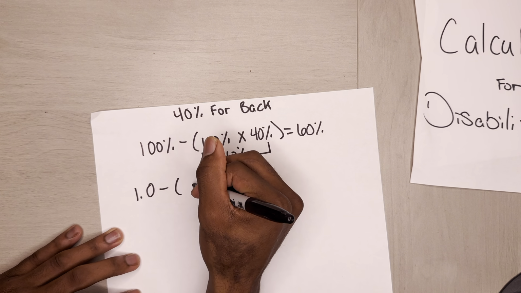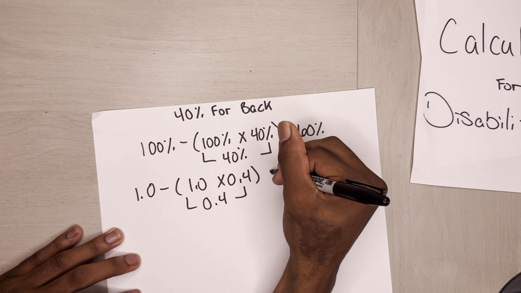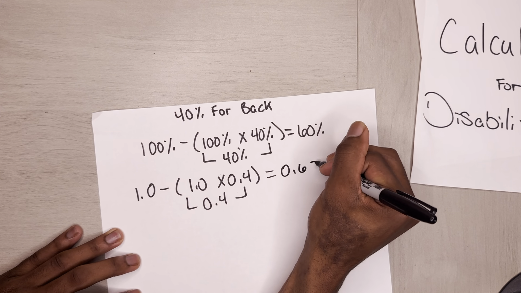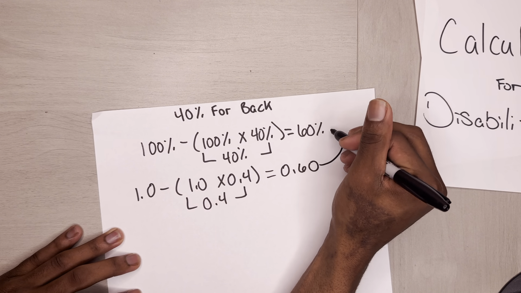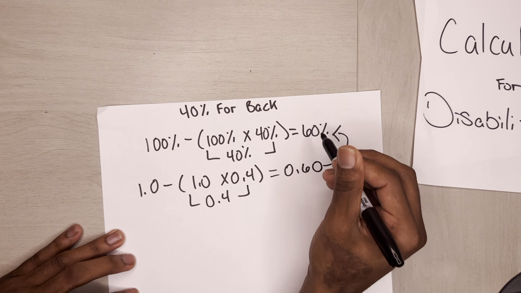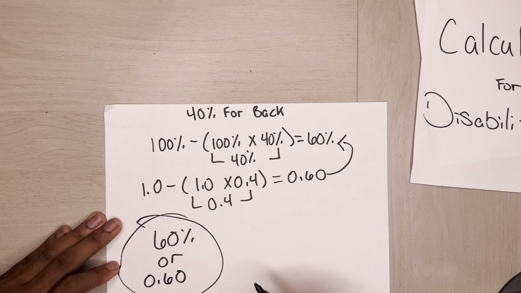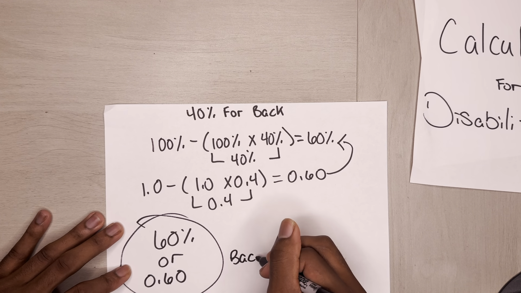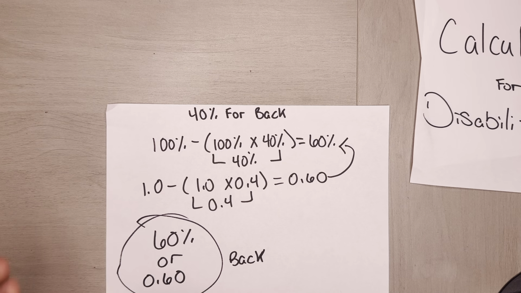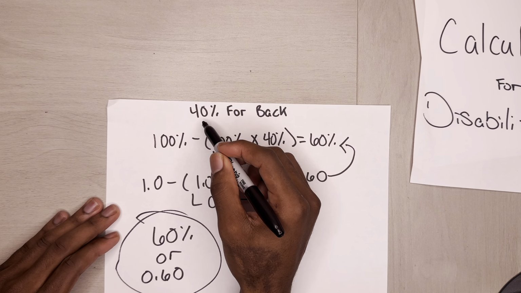1.0 minus, in parentheses, 1.0 times 0.4, in parentheses, is 0.4. 0.4 minus 1.0 is going to equal 0.60, all right? And that is ultimately going to be 60%. So now your new base is no longer 100%. It's going to be 60% or 0.60. But it doesn't stop there. This is just for back, right? And this is not the total, right? This is just what we have right now in the first step of the calculations of the VA calculator. 60% or 0.60 for your service-connected injury, for your back of 40%, all right?